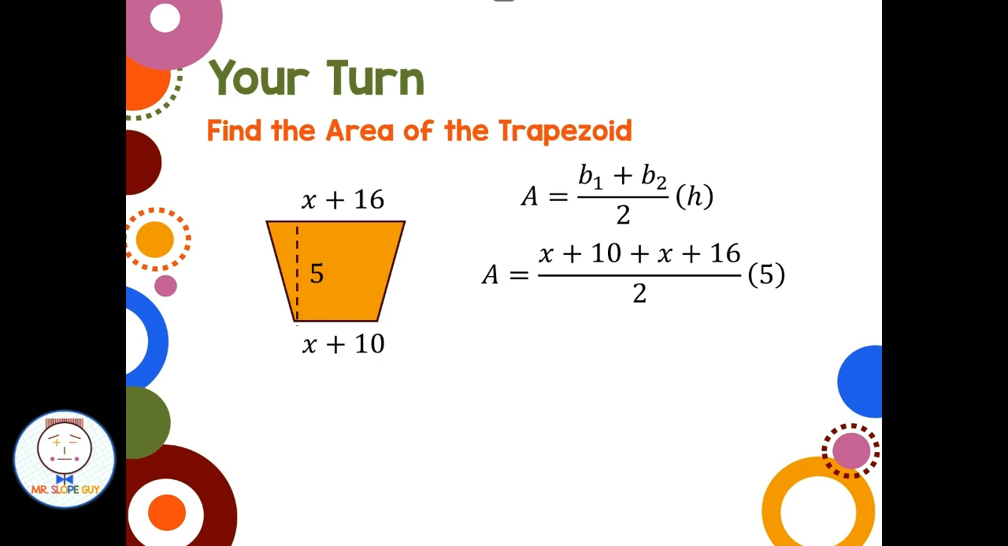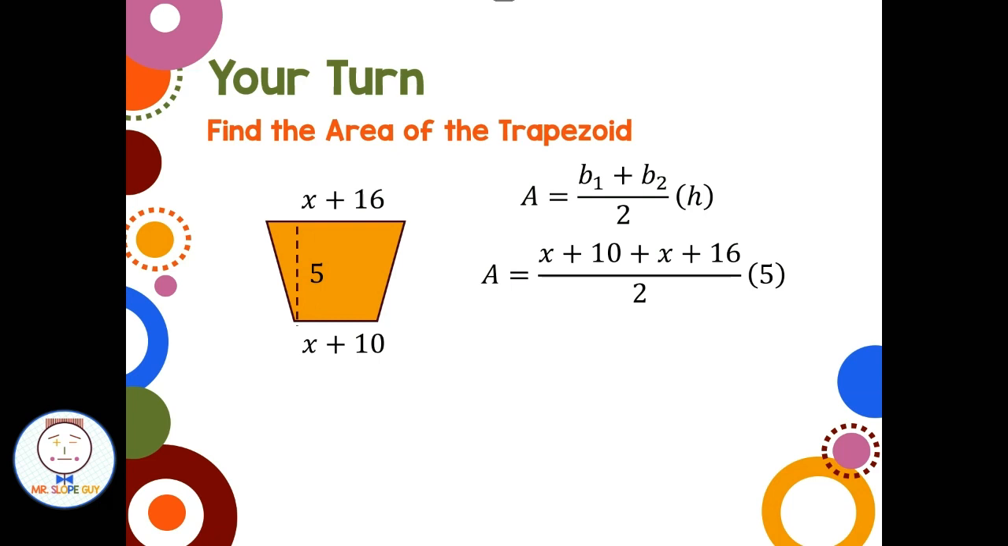And the height is just the straight line showing the distance between the two parallel lines. It could be one of the sides of the trapezoid. This one was drawn in with a dotted line, but if it was a vertical line straight up and down between the two parallel lines, one of the sides could also be the height. So let's combine some like terms here in the numerator.